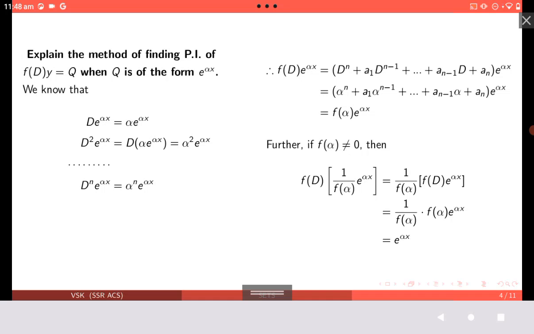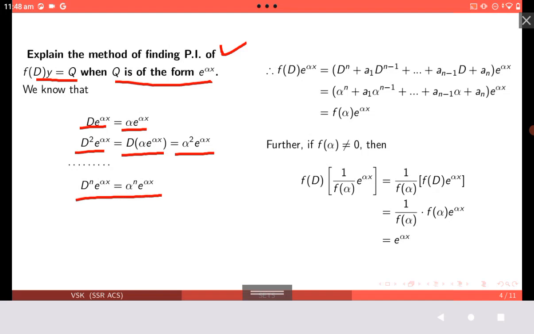Explain the method of finding the particular integral of F(D)y is equal to Q when Q is of the form e to the power alpha x. Okay, so let us see the solution. We know that the derivative of e to the power alpha x is equal to alpha times e to the power alpha x. The second derivative of e to the power alpha x, that is the derivative of alpha times e to the power alpha x, will become alpha square e to the power alpha x, and so on. The nth derivative will become alpha to the power n e to the power alpha x.